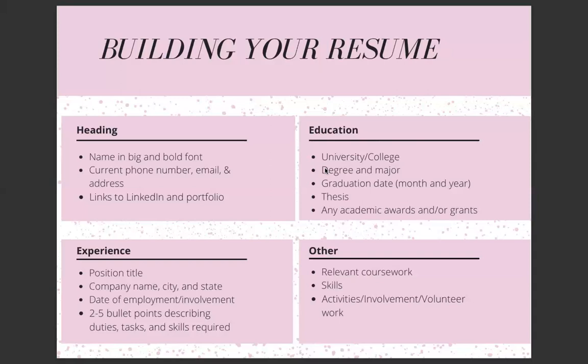And then you're going to want to provide 2 to 5 bullet points describing your duties, tasks, and skills required. The most relevant experiences should have the most bullet points. And then finally, additional sections can include relevant coursework, skills, activities, involvement, and potentially volunteer work.